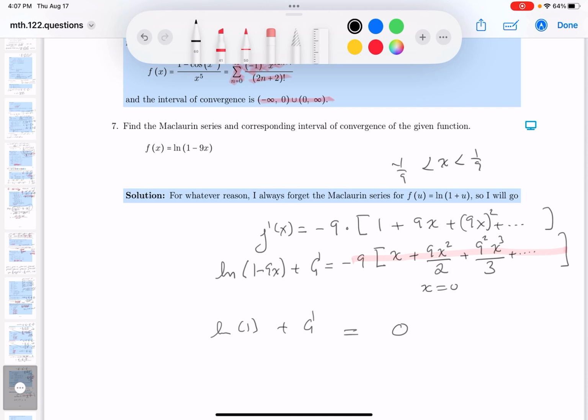All right, so I think I got my series now. I know c is 0 now. So the natural log of 1 minus 9x is equal to minus 9 times the sum, n equals 1 to infinity. I'm sorry, I made a mistake in that. I had x in my mind. n equals 1.